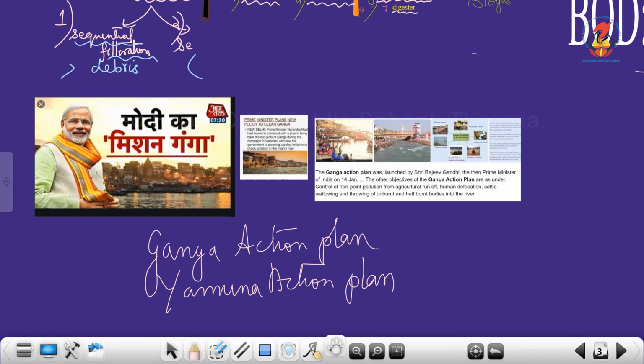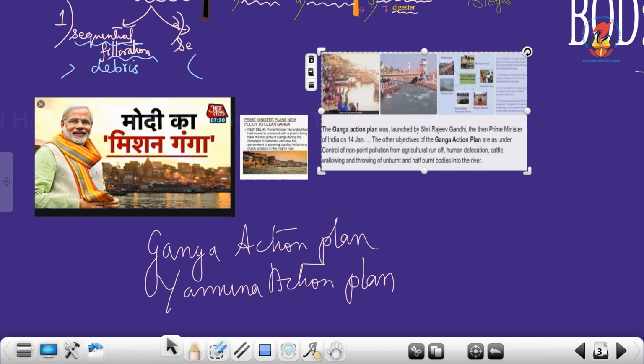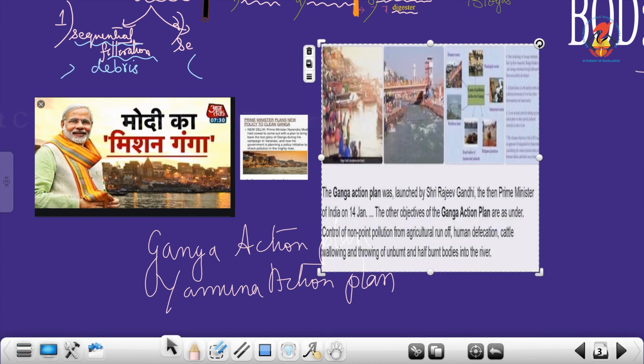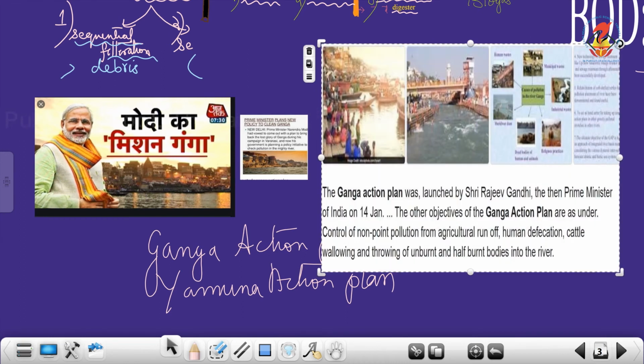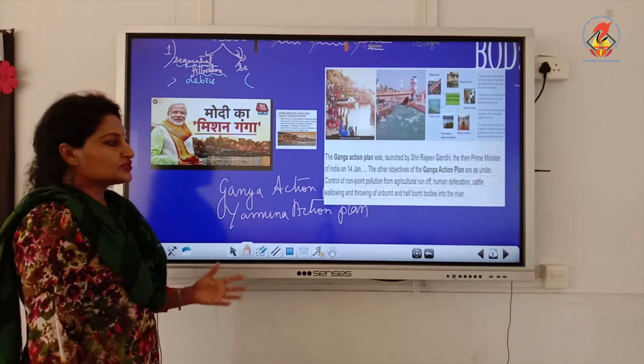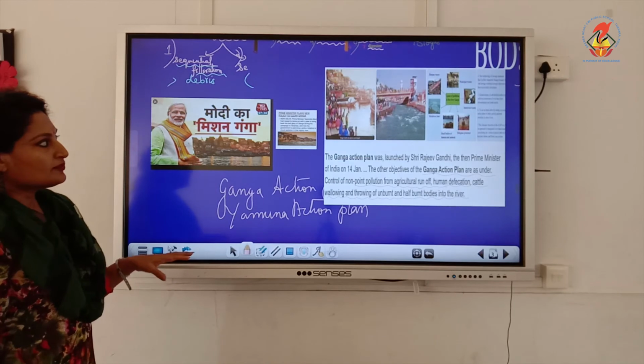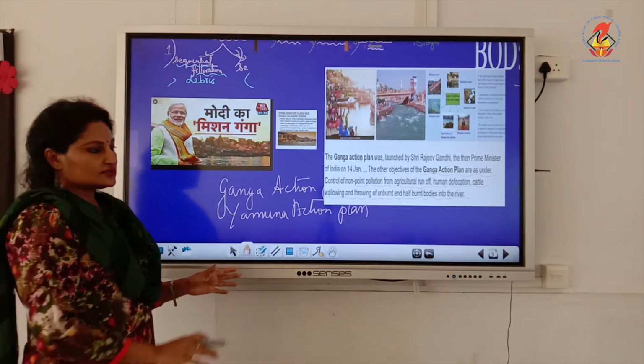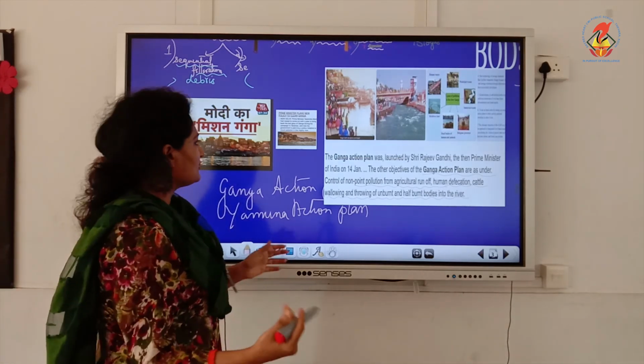And see, if I show you this cutout, it was actually initiated by the late Prime Minister Rajiv Gandhi. The objective of the Ganga Action Plan was to reduce pollution from agricultural runoff, human defecation, cattle wallowing, and the throwing of unburnt and half-burnt bodies into the river. That was the objective of the Ganga Action Plan. But though it was initiated, to some extent it was not implemented well.